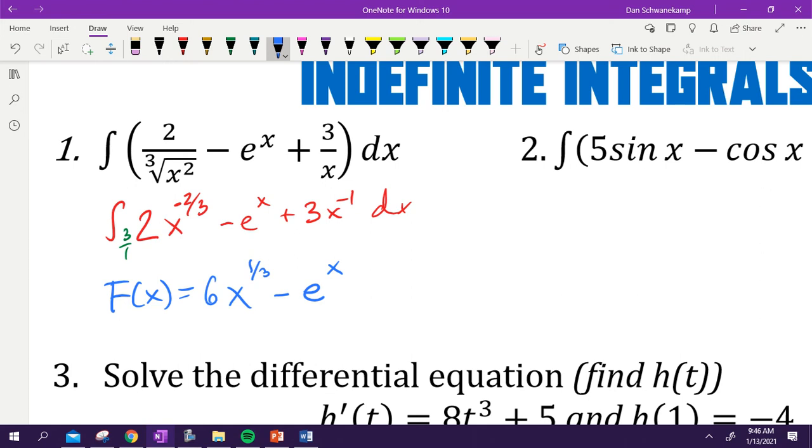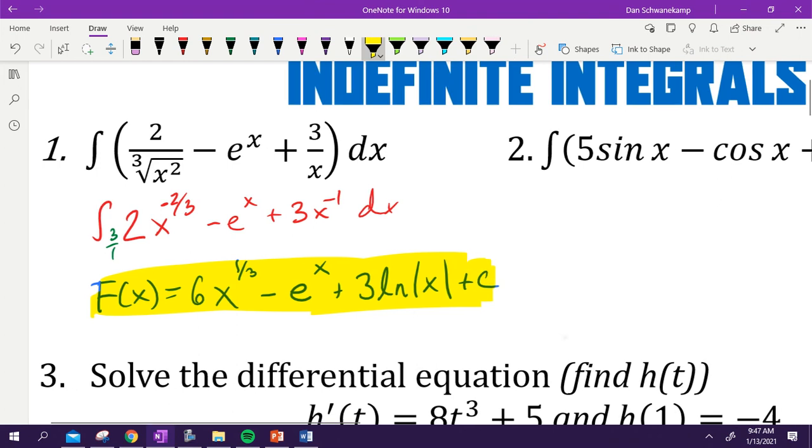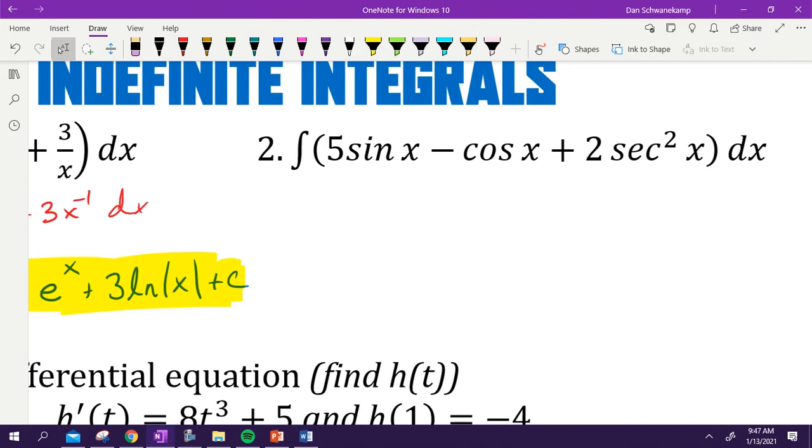What do we do when it's 3 over x? It is plus 3, because it's a constant, and then the antiderivative of 1 over x is natural log absolute value of x. Just remember those absolute values. Again, that won't make a whole lot of difference now, but it will later on. Is that it? Plus c, because you don't know if there was a constant or not. It's an indefinite integral, so we go plus c at the end. That's our first one.